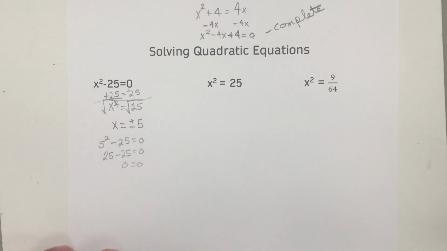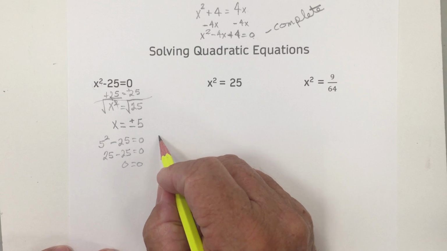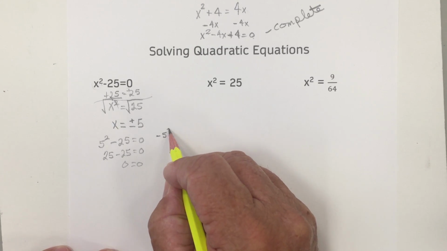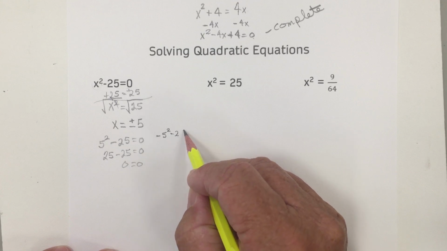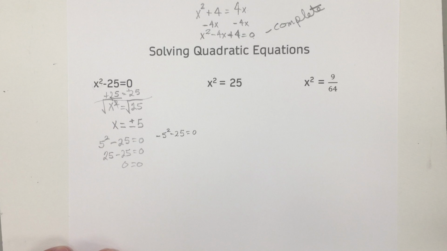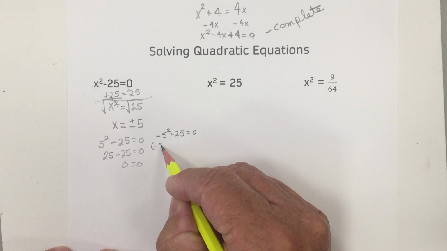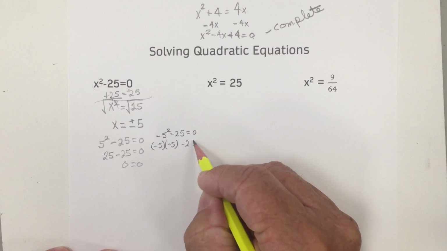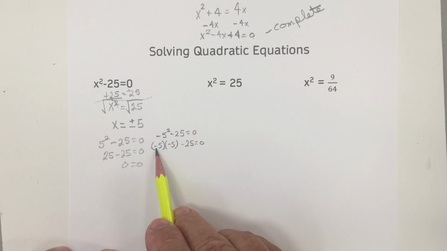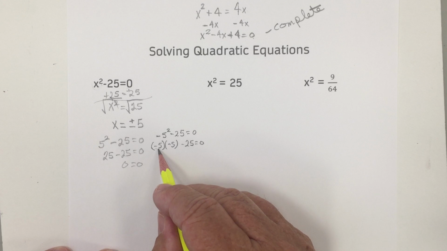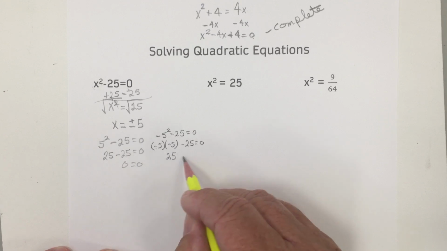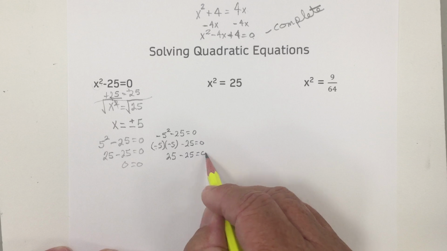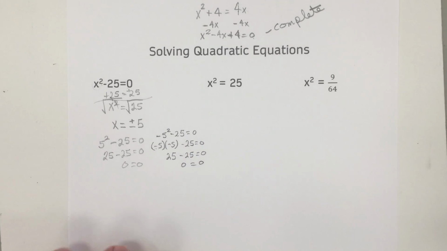What about negative 5? Well, let's look at that. We're going to say negative 5 squared minus 25 equals 0. That just does not look like it's going to work, but let's look at it. We're going to take minus 5 and multiply it by minus 5, then subtract 25 equals 0. Well, a negative times a negative is a positive. 5 times 5 is 25. So this is a positive 25 minus 25 equals 0. 0 equals 0. So it does work.